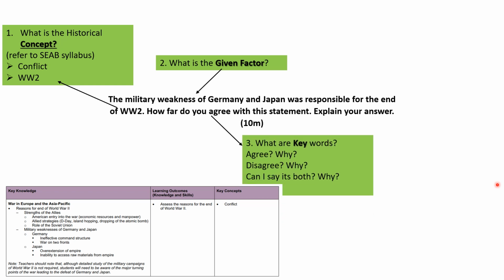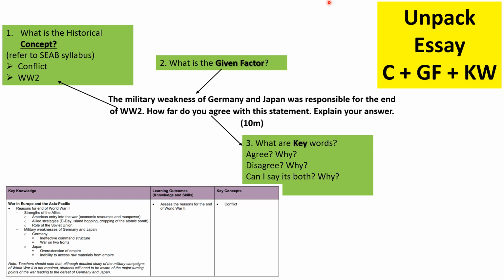And of course, the main bulk of the question that they are going to ask is how far do you agree? So what are the keywords? You agree why? You disagree why? And can you at the end of the day say that it's actually military weakness, the given factor, and it could be other factors? Okay, so do remember when you unpack an essay question, take a look at C, which is concept, given factor, and what are the keywords.